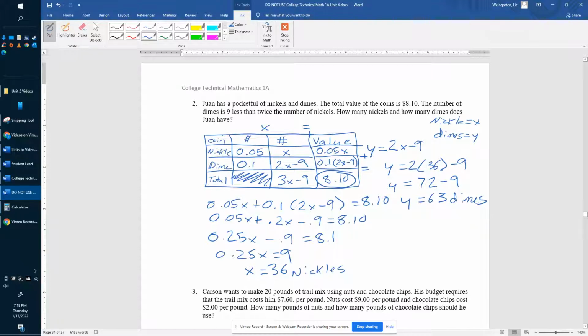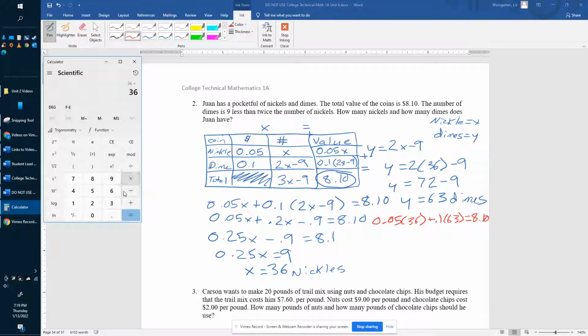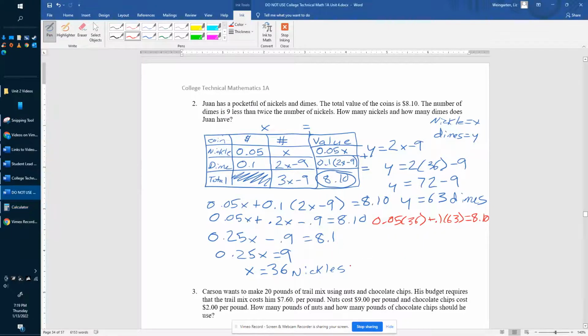Let's double check to make sure this makes sense. So the number of nickels is worth $0.05 times 36, plus 0.1 times 63, equals $8.10. Oh, that one I'm not going to do in my head. 36 times 0.05 is 1.8 plus 6.3 is $8.10. It does work out, so these are the correct answers.